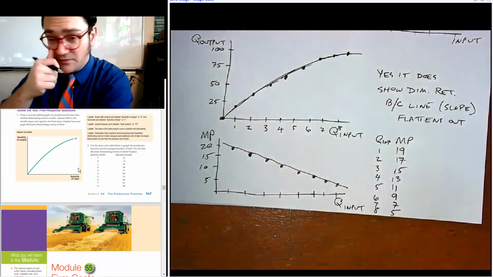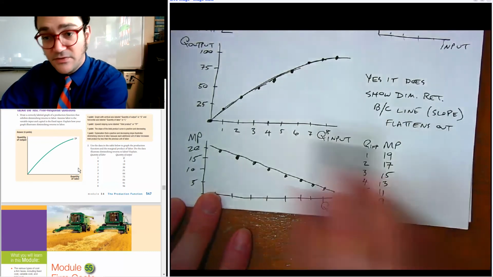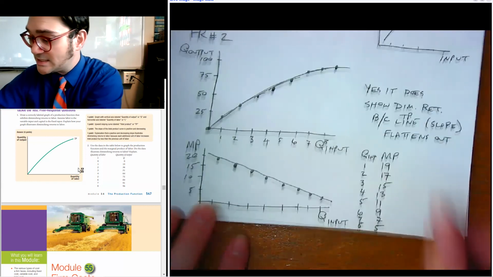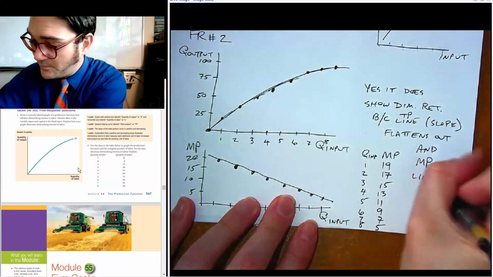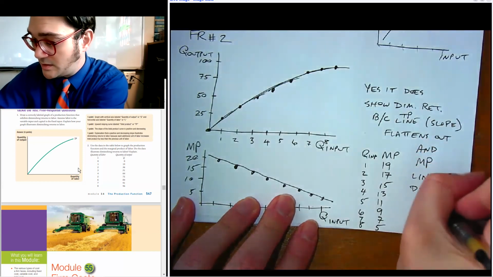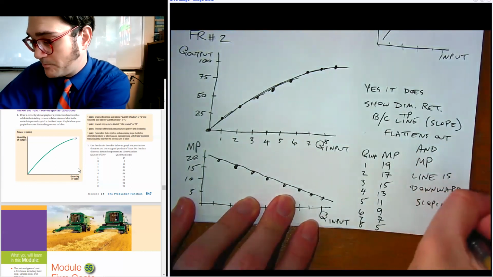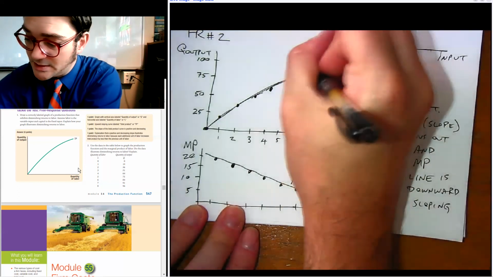So it's doing one of those, right? And that is the derivative of this function as well. So that's another piece. The total product line flattens out, and the marginal product line is downward sloping. So that's the marginal product function, and that's the total product function.